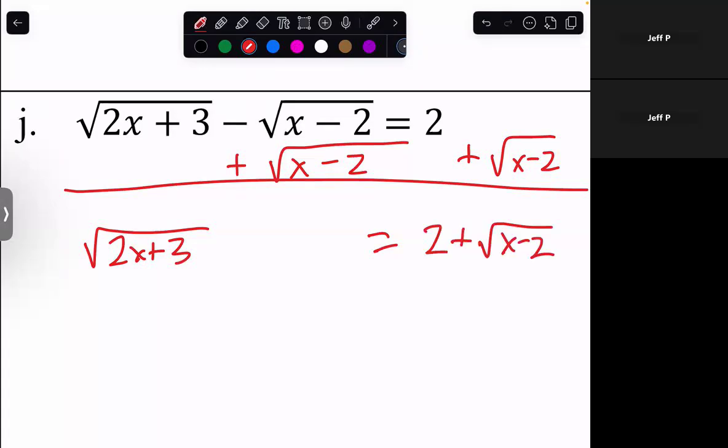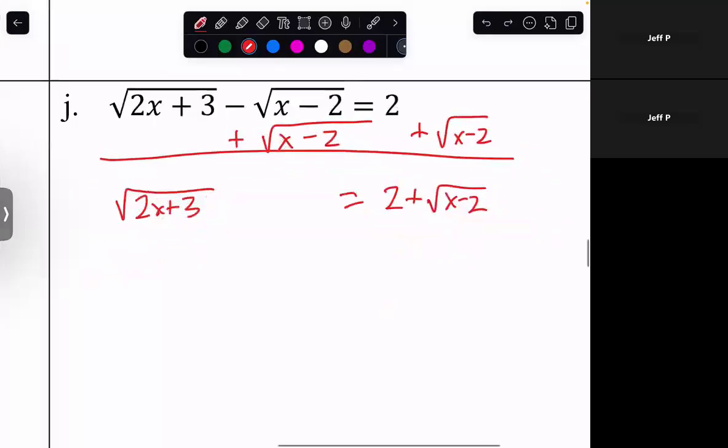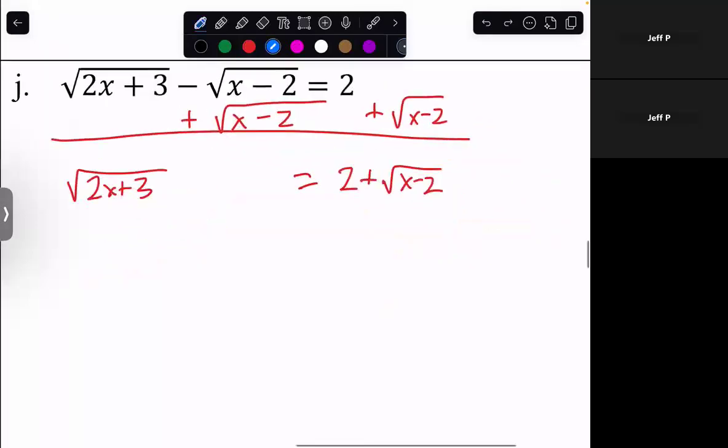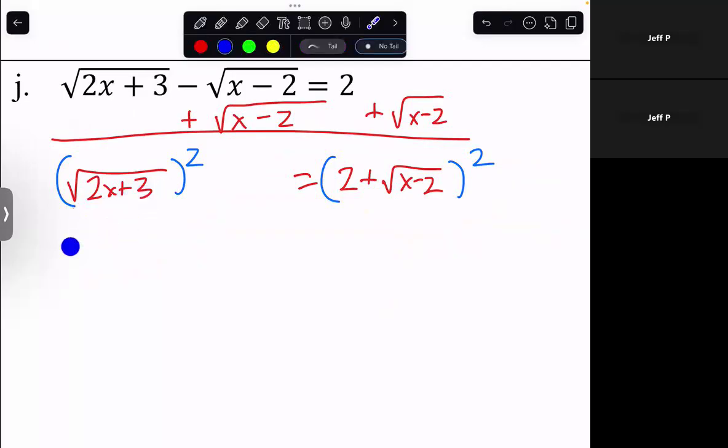Okay, so there's no way to get this radical by itself, right? If you move this 2 over, then now this one's not by itself, right? So one of the radicals will never be by itself. There's just no way around it. Okay, so let's go ahead and try doing our exponent on both sides. Okay, so again, the side where the radical is by itself, that one will simplify nicely because the square root and the squared cancel out, leaving just the inside behind.